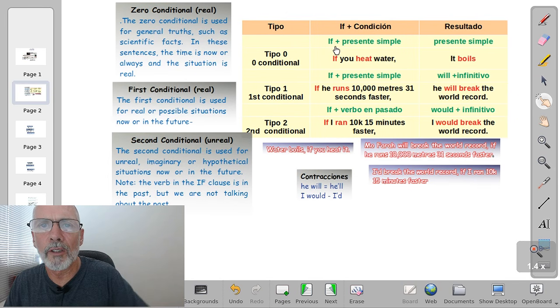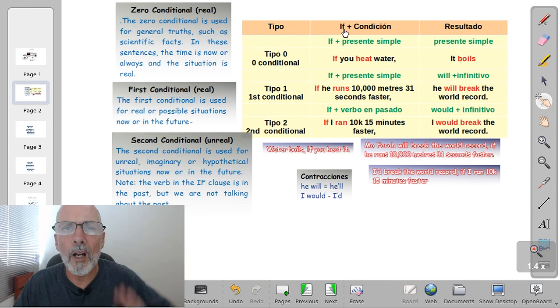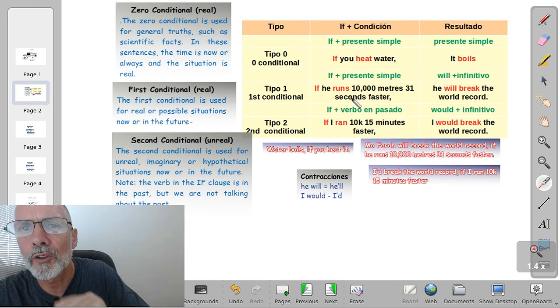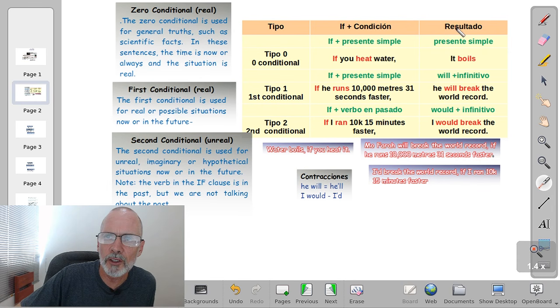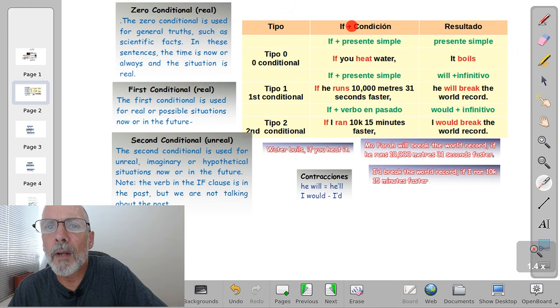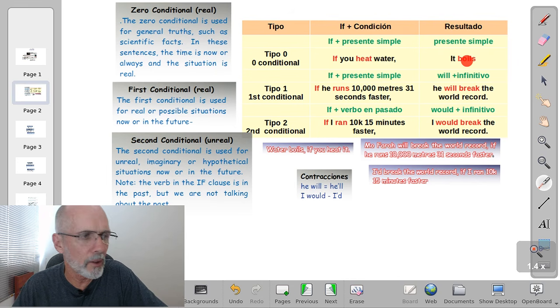So to form the zero conditional, we need to use, first of all, as I mentioned earlier, all of these conditionals have two parts. Oh, I've just realized that this is in Spanish, which is very bad. This should be in English. It should say if plus condition, and this should be result. And this tipo also is in Spanish, but it doesn't matter. If plus the condition. So in the zero conditional, or type 0 conditional, we use if, and the verb is in the present simple. And in the result, we also use the present simple.